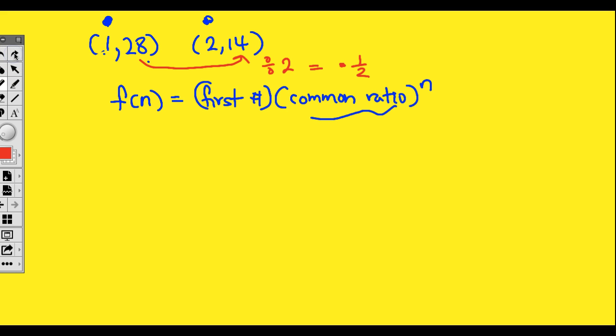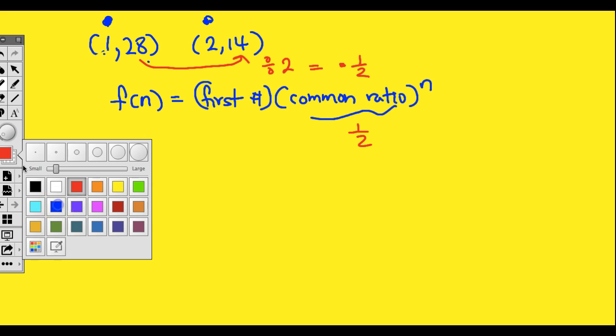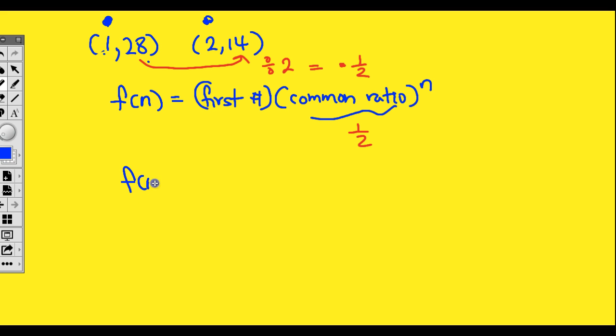Okay, so then there you go. I think I went too far back. Common ratio is 1/2. And what I'm going to do is I'm just going to write down what I have. What I have is f of n is equal to the first number, and let's say that the first number is a, because that's what the textbook uses. And then the common ratio we know is 1/2, and then we have to raise it to the power of n.